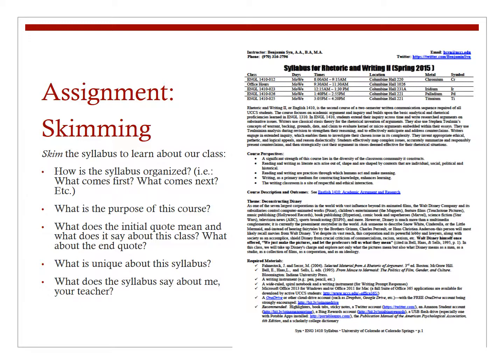But when you're skimming the syllabus, here's what you should know. How's it organized? What's first? What's next? What's last? What order does information come in the syllabus? What's the purpose of this course? What is the initial quote? I like quotes. What do they mean? What do they say about the class? What's unique about this syllabus? Is there anything on here that you don't see in any of your other classes or classes you've had before? And last but not least, my favorite thing, what does the syllabus say about yours truly? What do you know about me from reading the syllabus?